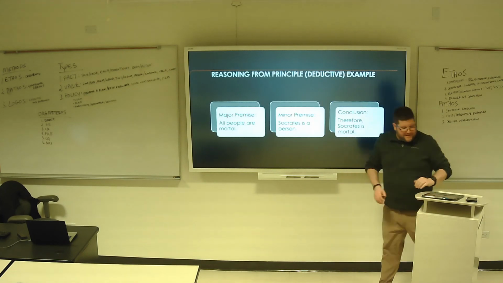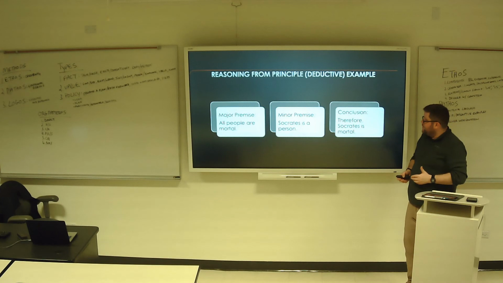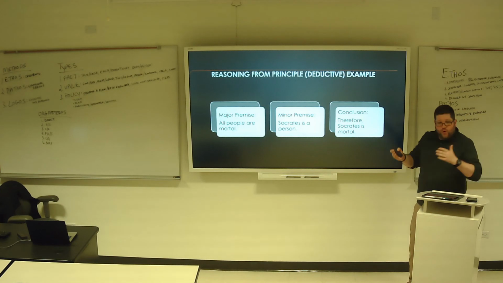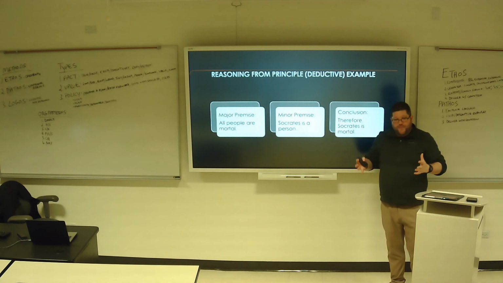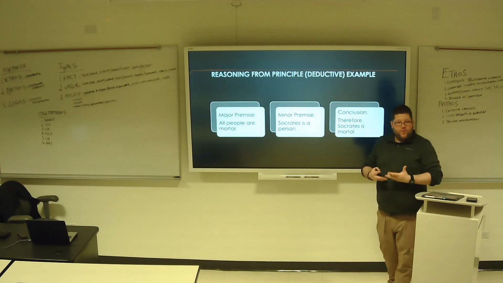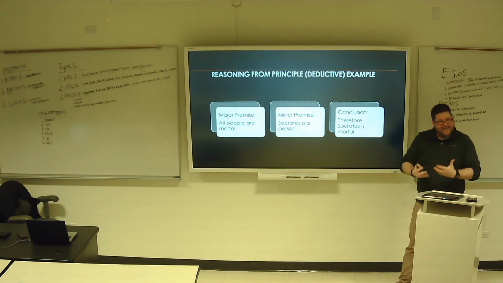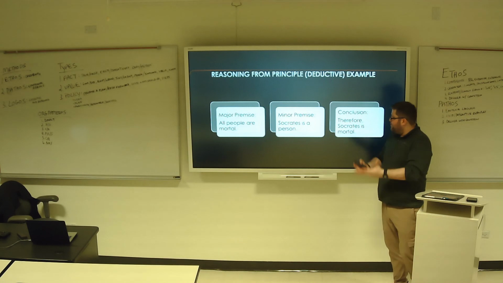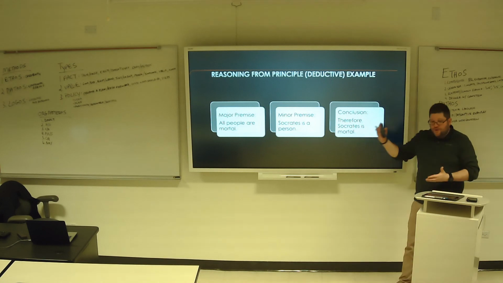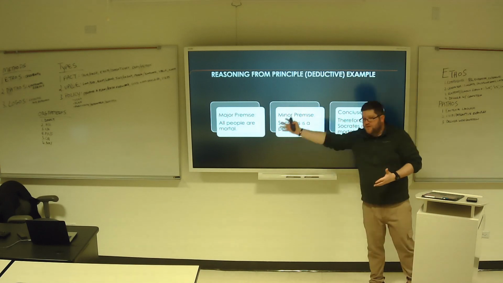Here's a classic example of that. Major premise, all people are mortal. Minor premise, Socrates is a person. Conclusion, therefore Socrates is mortal. The major premise is something just about everybody would accept, that all people are mortal, we don't live forever, right? The minor premise, we must identify and provide evidence in support of Socrates being a person. And then because Socrates is a person and all people are mortal, Socrates is mortal.